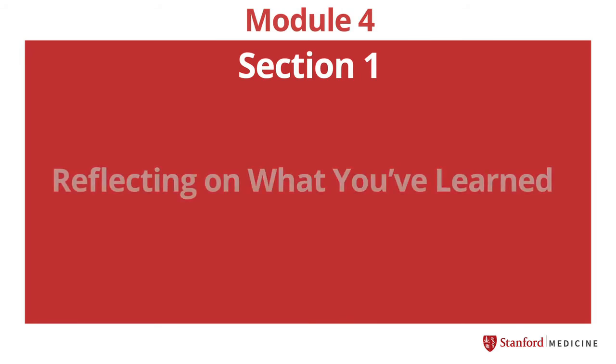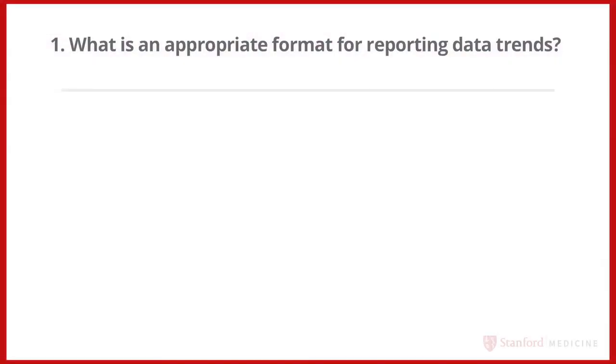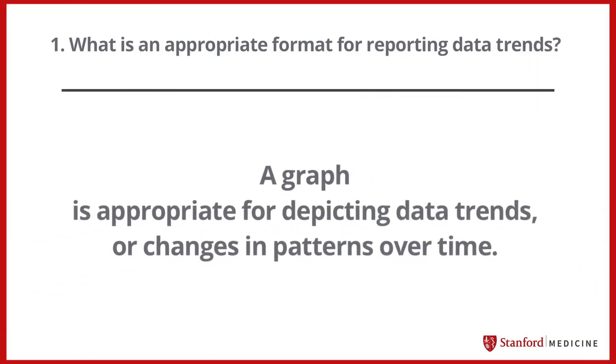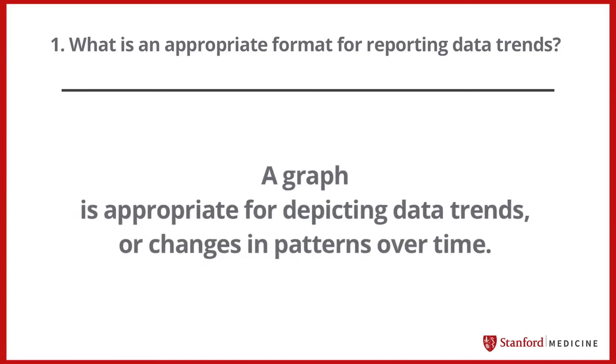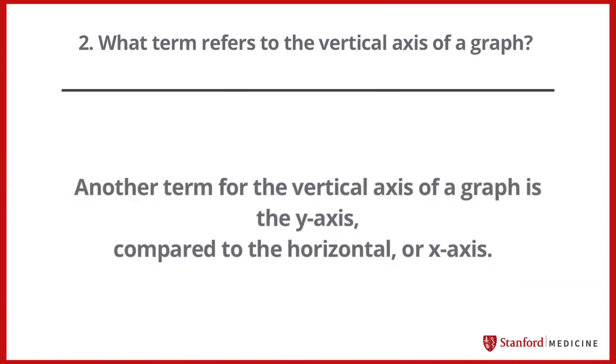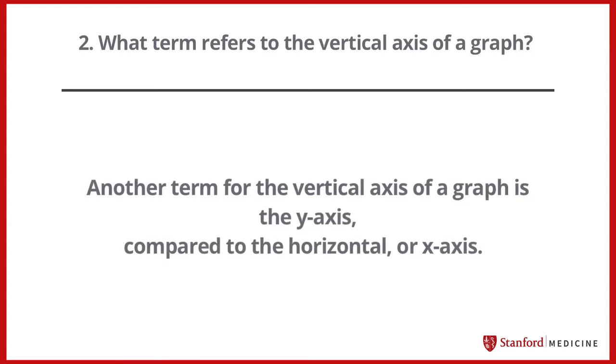Now we'll ask you to reflect on what you've learned. What is an appropriate format for reporting data trends? A graph is appropriate for depicting data trends or changes in patterns over time. What term refers to the vertical axis of a graph? Another term for the vertical axis of a graph is the y-axis, compared to the horizontal or x-axis.